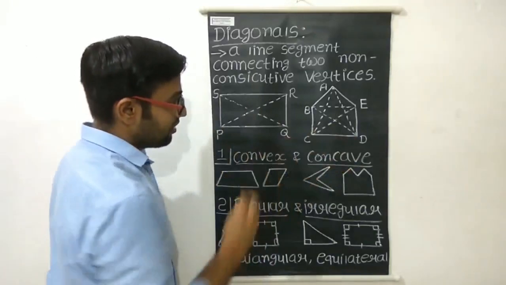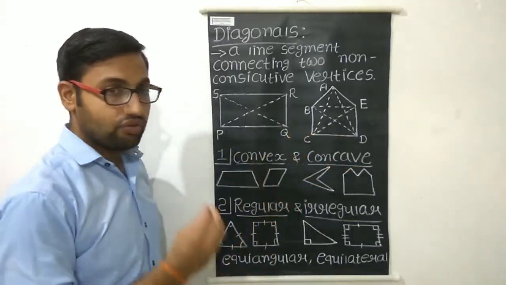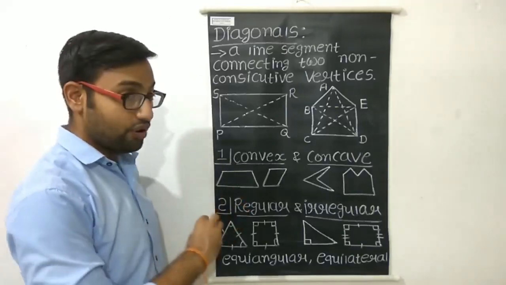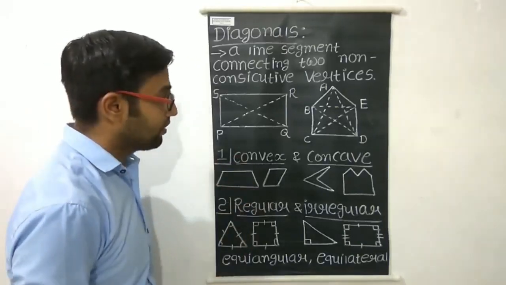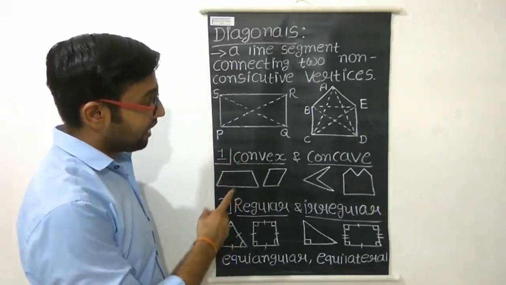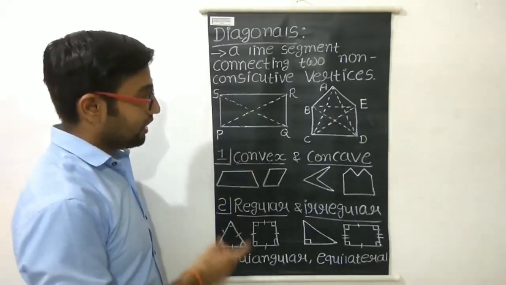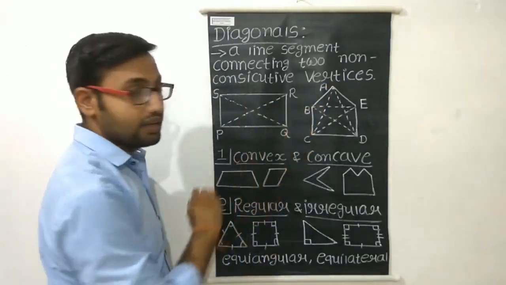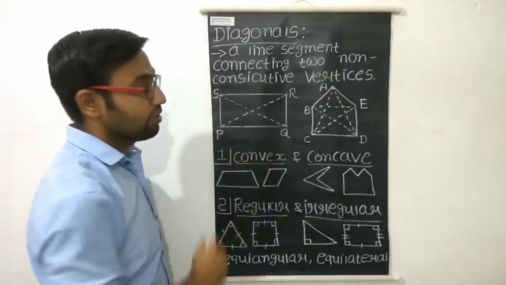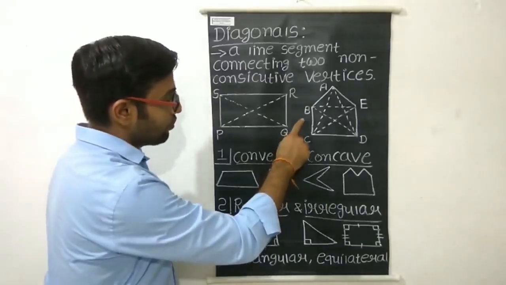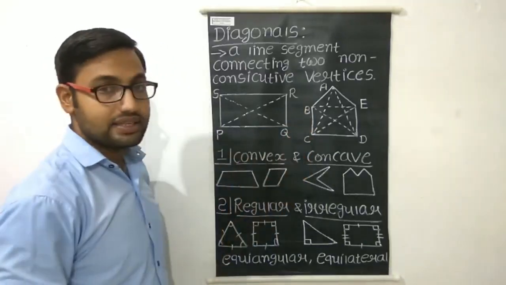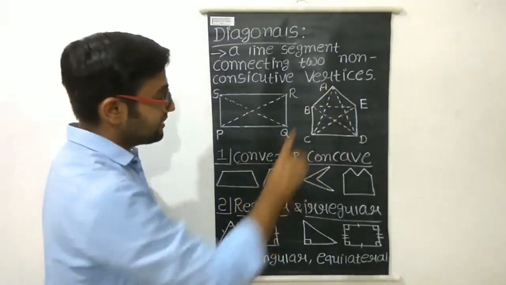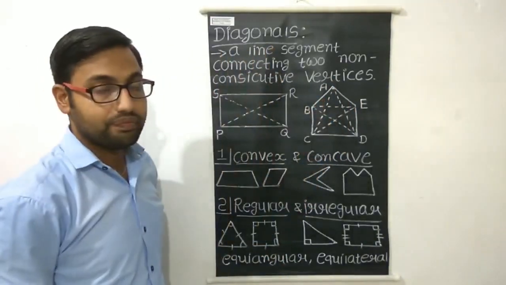Okay, let's take another shape. How many sides are there? 5 sides. This is a pentagon, right? Because a 5-sided figure is called a pentagon. So how many vertices are there? 5 vertices. Okay, if I select vertex A, then I cannot select B because we have to select non-consecutive vertices. So by skipping B, we can take C, right? So when we join AC, then AC will become a diagonal.